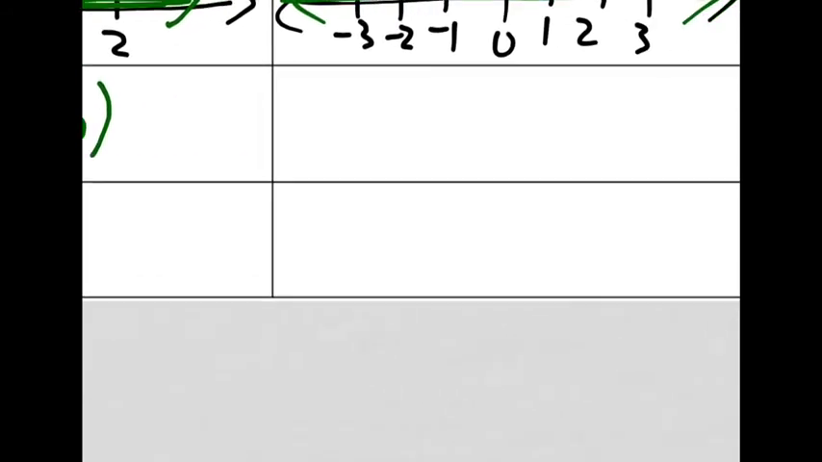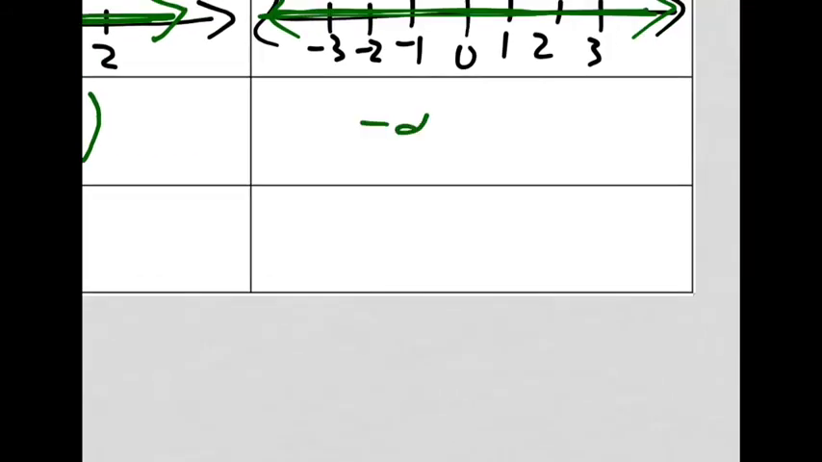Okay, same thing with range. We go from -infinity to +infinity. Because we can't actually get there, we put a round bracket on each.